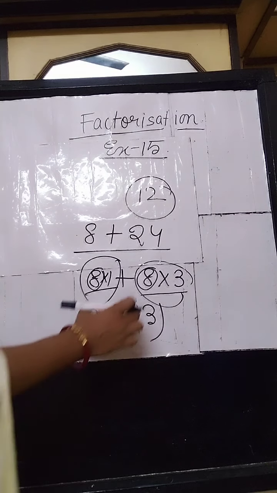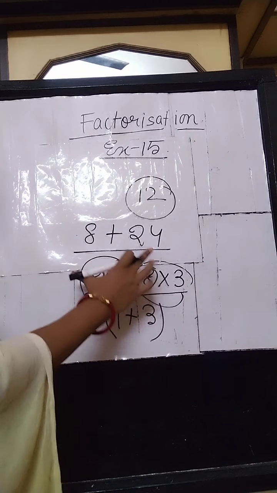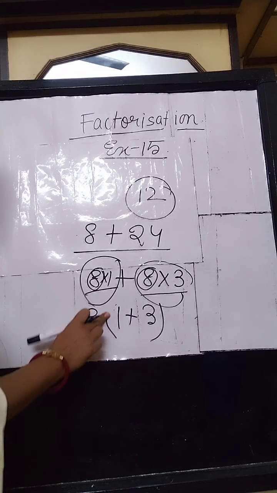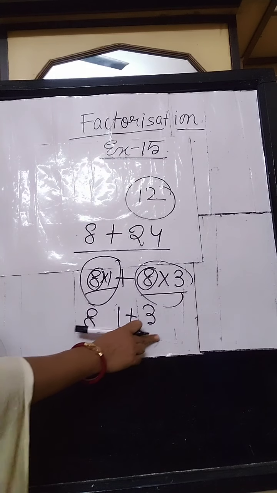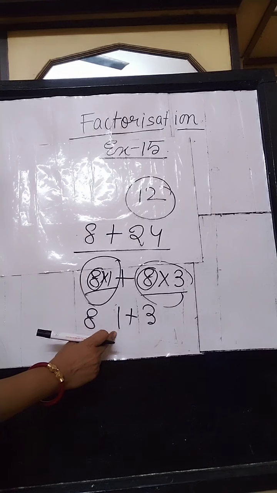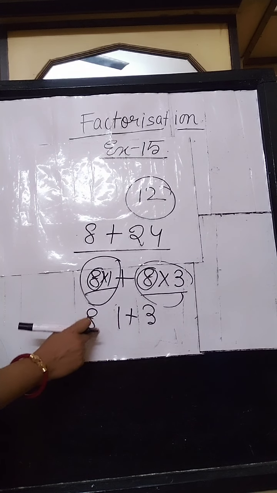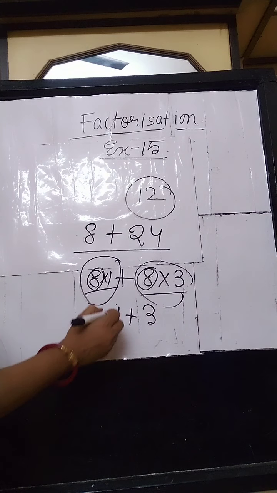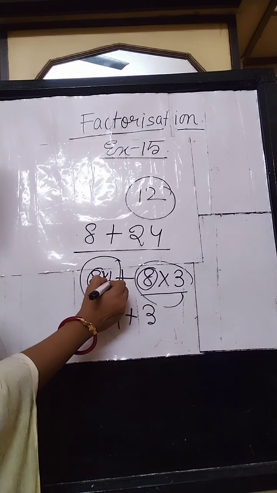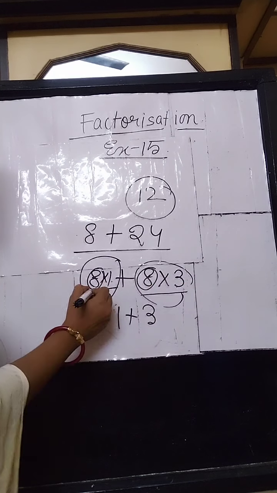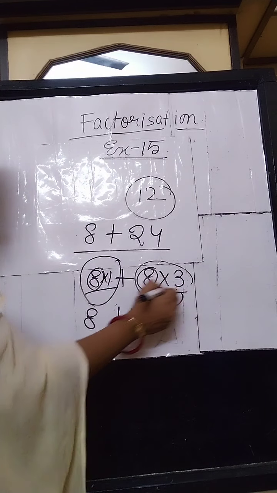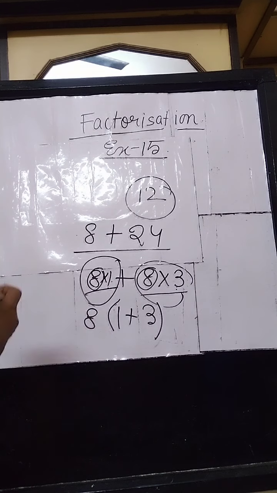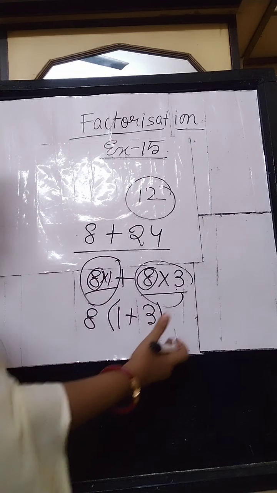The significance of this bracket is that when bracket will be removed, 8 will be multiplied with 1 and 3. If bracket is not given, this means that 8 will be multiplied with only 1, but this is not the case. The case is that 8 will be multiplied with both 1 and 3. That's why there is a bracket given to signify that 8 is a common factor of 1 and 3.